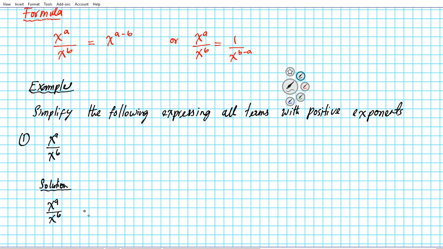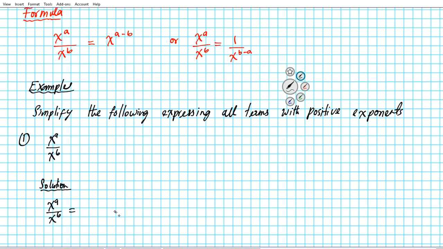So one way to think about it is that there's a battle going on between the term in the numerator and the term in the denominator. Whichever one has a greater power or exponent, that one will dominate and the other one will get taken out. So if you take a look at this battle going on here, you can see that the exponent in the numerator is 9 and it's bigger than the exponent in the denominator, which is 6.